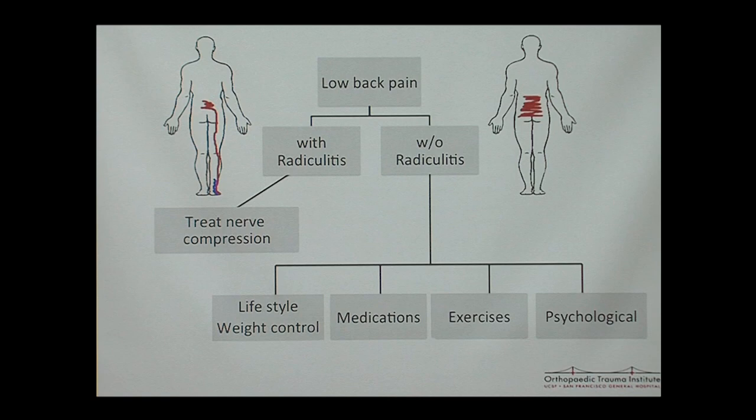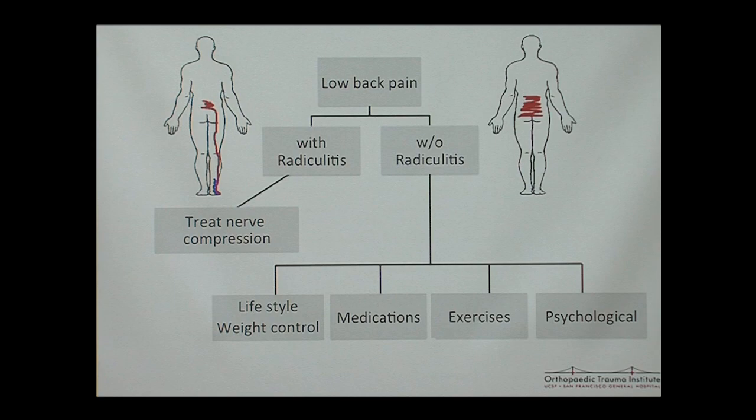For back pain without radicular symptoms, it is a little more difficult to treat. We have a lot of things: lifestyle modification with posture, education on how to bend and how to carry an object, and if people are overweight, we need to encourage weight control. Some medication, maybe a combination of different medications, and exercises and a psychological approach. But we don't have any single best treatment.